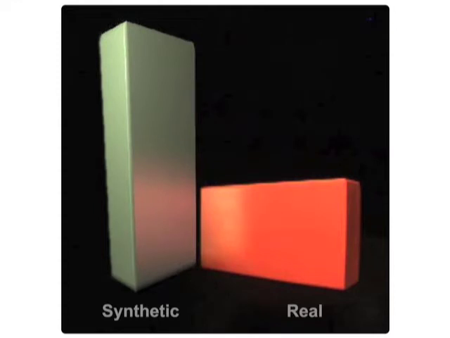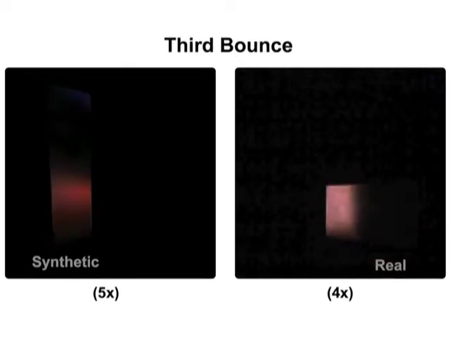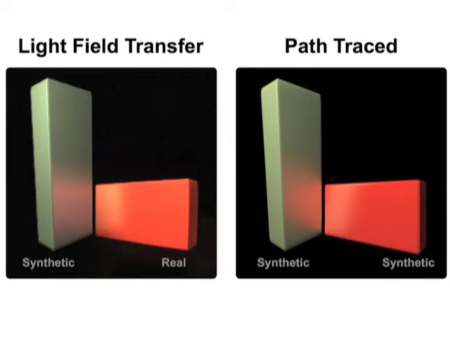Here we decompose a scene with a synthetic green block and a real red block into direct, second, and third bounce contributions from both objects, and show that the sum of all contributions provides similar results to a purely synthetic scene rendered with path tracing.